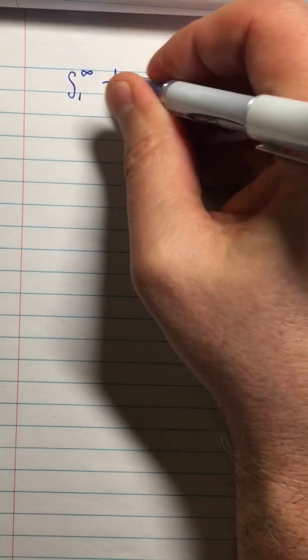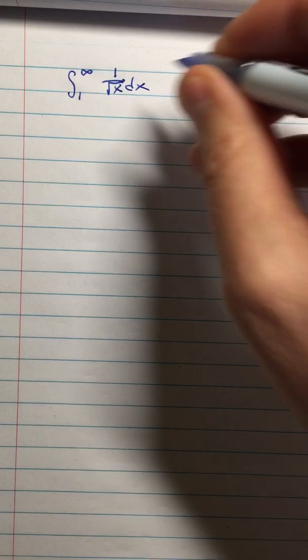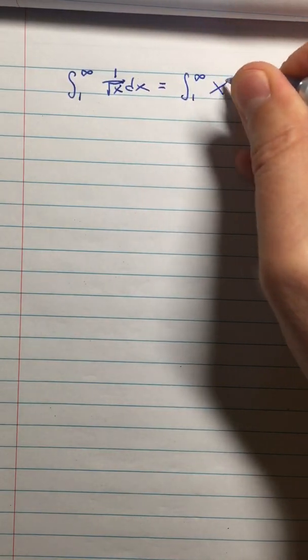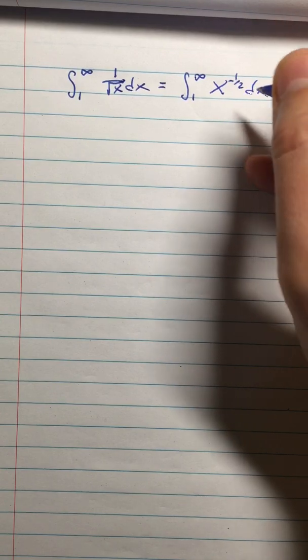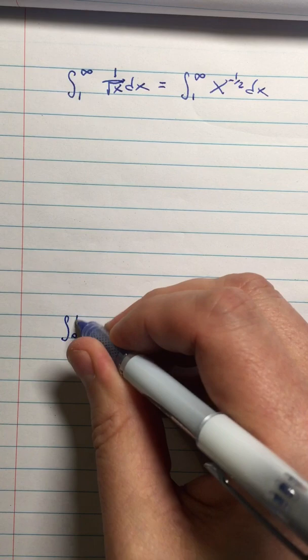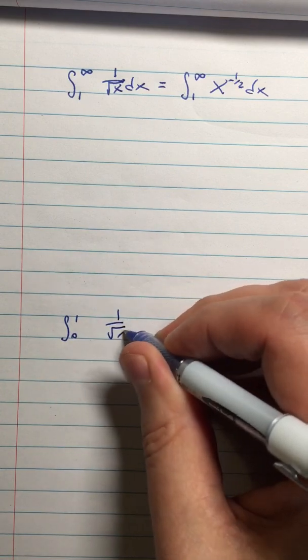Like, I could actually probably just let you try these. You probably should. So let's see what you can find for the integral from 1 to infinity of 1 over the square root of x dx. I'll just remind you that that's equal to the integral from 1 to infinity of x to the negative 1/2 dx. And then the other one we're going to find is the integral from 0 to 1 of 1 over square root x dx.